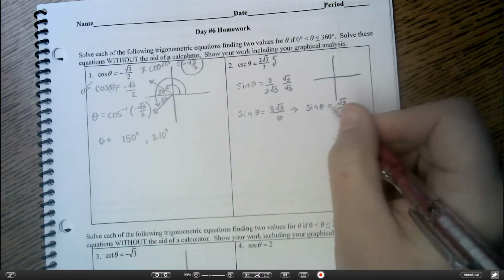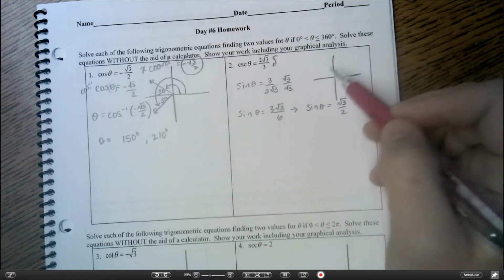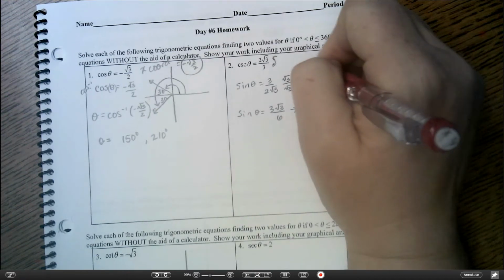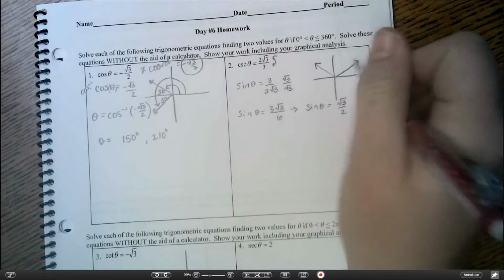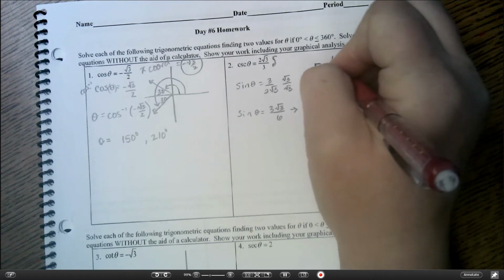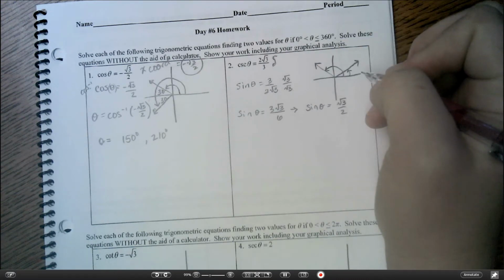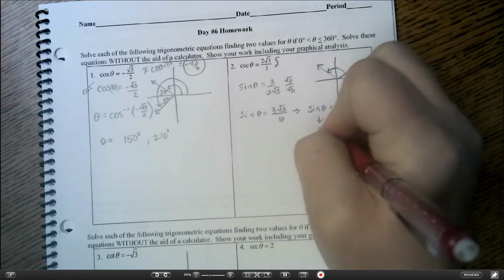So what quadrants are you in? So sine is positive in quadrant 2 and 1. Okay, so that's what I'm going to do. I'm going to draw this. So then this is the angle, and then the other one is right here. So what we need to do is look up on our unit circle, where is the y value?